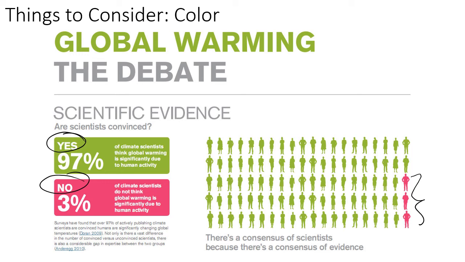There's a consensus of scientists because there's a consensus of evidence. So obviously, oops, sorry, I didn't mean to cross that out. There is a consensus of evidence. But this infographic is communicating this idea to us, that these people are wrong, right? And so that's very obvious in their color choice and by their wording. So it's not like they're doing necessarily something sneaky, but they're using the tools of the infographic to communicate that idea.